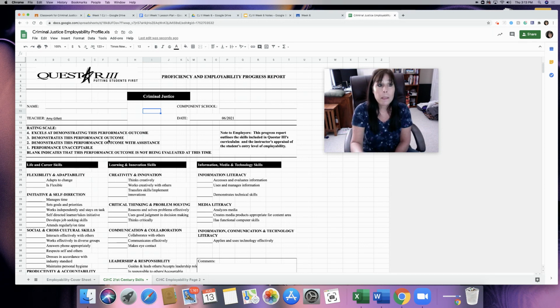A 2 says you've demonstrated this performance outcome with assistance. So you need some help, but you can do it. And then the 1 is the least score you could get, and it just says performance unacceptable. You don't have this at all. And I'm asking you guys to be honest with yourselves, because this is what's going to kind of clue you in as to maybe areas you want to work on and focus on for this school year, and beyond, really.